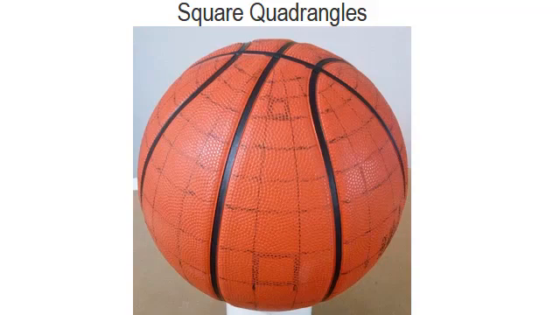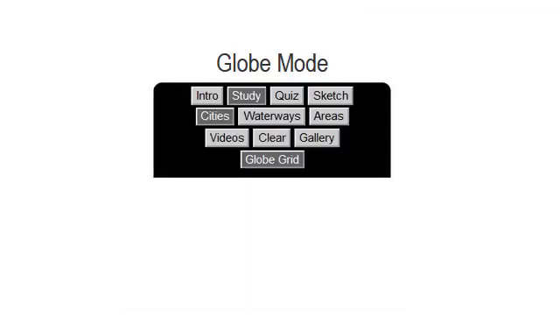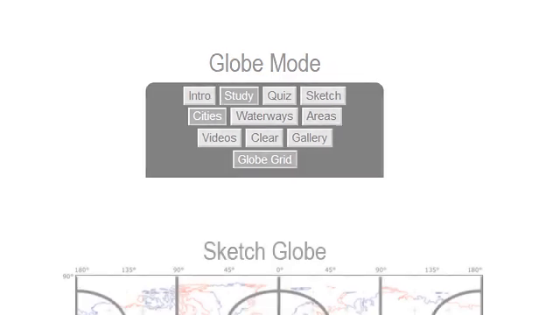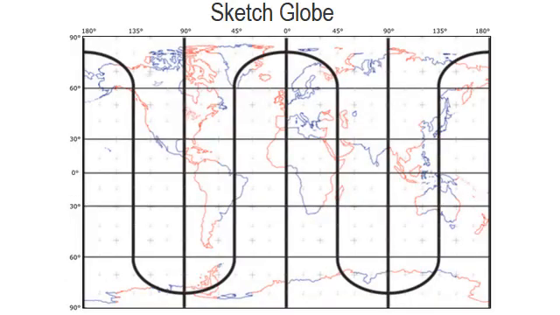closer to the poles. Despite the decreasing size of the grid's quadrangles until the 75th parallel, they are all roughly square. These quadrangles can all be sketched using the drawing by squares method. Be sure to click the Globe Grid button in the study mode to copy the squares onto your basketball. This will display what the longitude of the stripes should be.